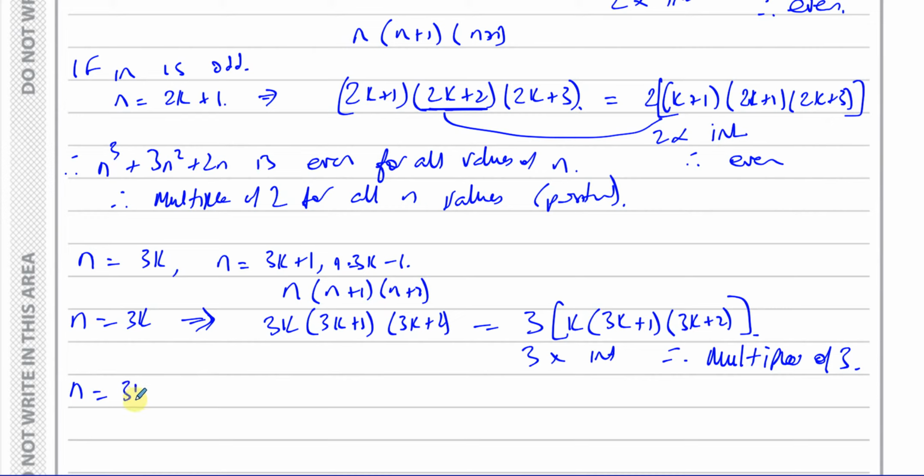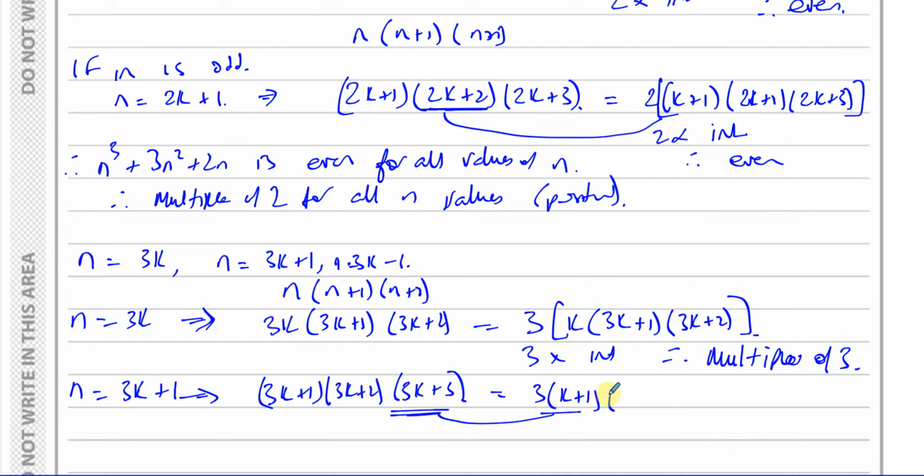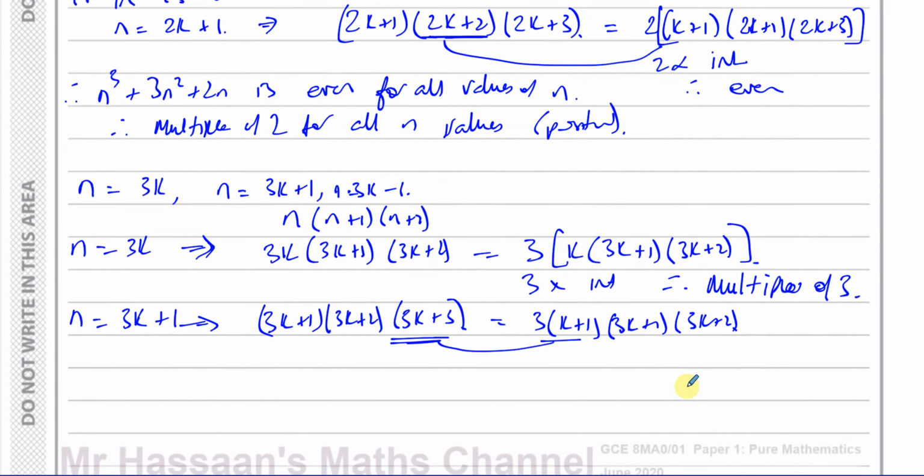And when we put n equals 3k plus 1, we have 3k plus 1 times n plus 1, 3k plus 2 times n plus 2. That gives you 3k plus 3. So we can see this last one here. This one is like saying 3 times k plus 1. This becomes this. And then you're going to have 3k plus 1 and 3k plus 2. So this is 3 times k plus 1 times 3k plus 1 times 3k plus 2.